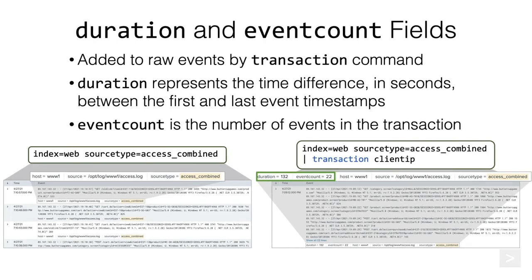Now, in addition to these fields, the transaction also populates a couple fields in the sidebar. Those fields are duration and event count. Duration will contain values which represent the time difference between the first and last event in the transaction. That will be represented in seconds, whereas the event count will be the number of unique events that went into a transaction.